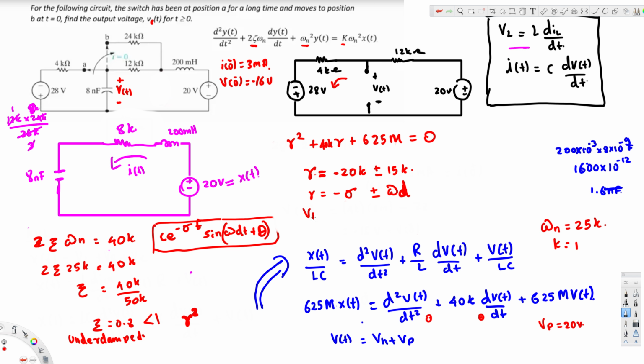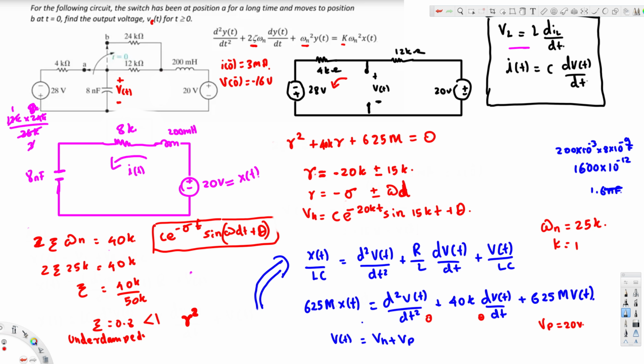So we can say our homogeneous solution for the differential equation is going to be c e power negative sigma t. In our case sigma is 20k, so e power negative 20k t, and then sine omega d t plus theta. Sine omega d is 15k, so 15k t. After that theta. Here we have to find out our c and theta values. Now this is a homogeneous solution for the differential equation.